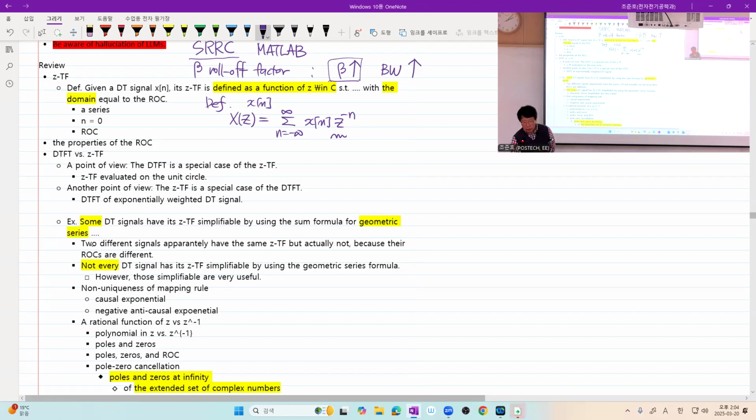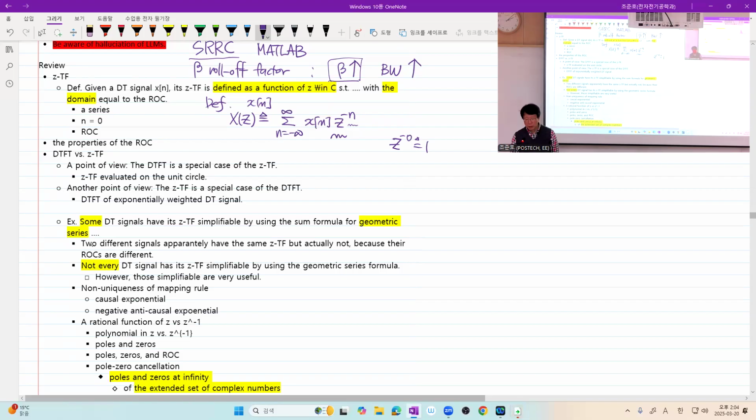Even though we simply write it this way, actually for the exponent 0, we do not consider z to the 0. We just define z to the negative 0 in this definition as 1 always. Got it? And this definition may give us a convergent summation or a non-convergent summation.